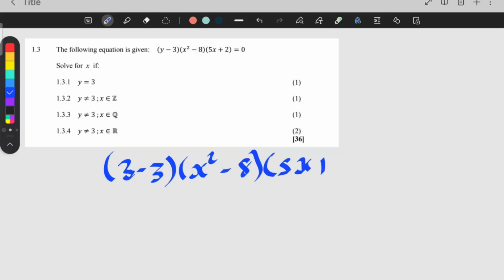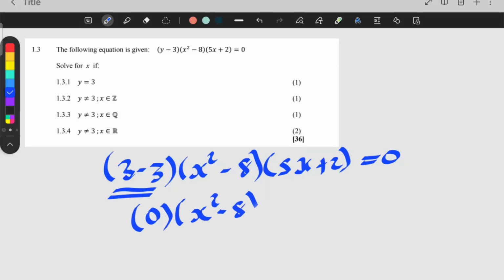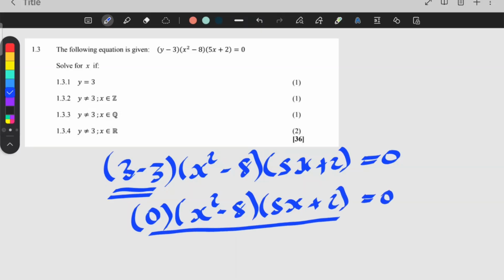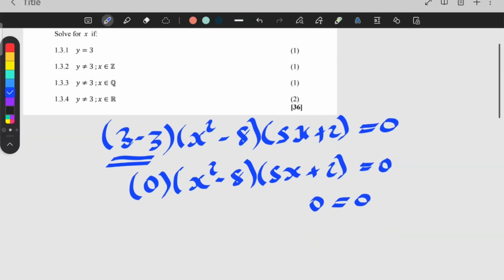So if y is 3, then this bracket over here is 0, 0 times anything. 0 times anything is 0. So this whole thing here is now 0. So 0 is equal to 0. That's my answer. So that means x can be anything. And if x can be anything, the answer is x is an element of the real numbers.